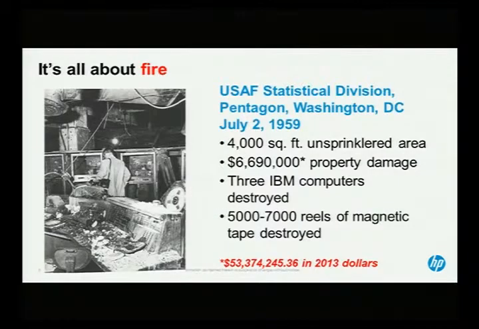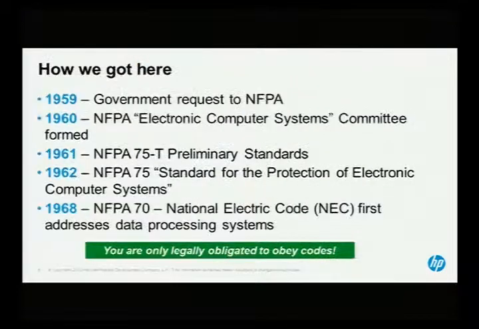So as I said, back in 1959, a huge fire at the Pentagon. And nothing gets government attention better than something that goes wrong at the Pentagon, as you well know. At that time, about $7 million worth of damage, which in today's dollars was about $53 million of damages. Government said, how can this possibly happen? We have to do something about it. So they went to the National Fire Protection Association and said, we need some codes around this stuff. We need some standards around this stuff so people can design to it and we can use these within the government. These slowly evolved over time until we got to 1968, where NFPA 70, the National Electrical Code, first addresses the data processing systems.